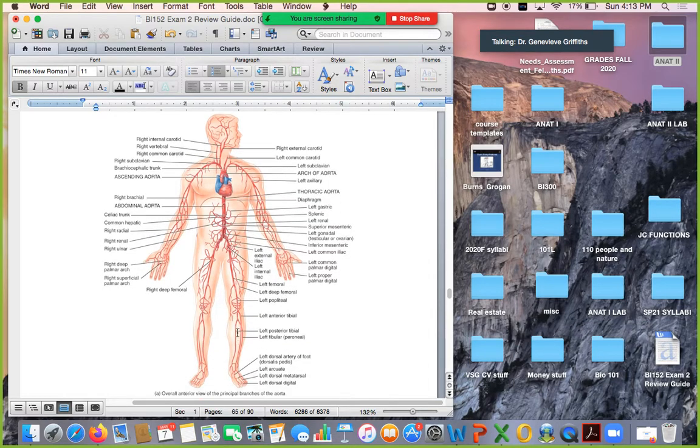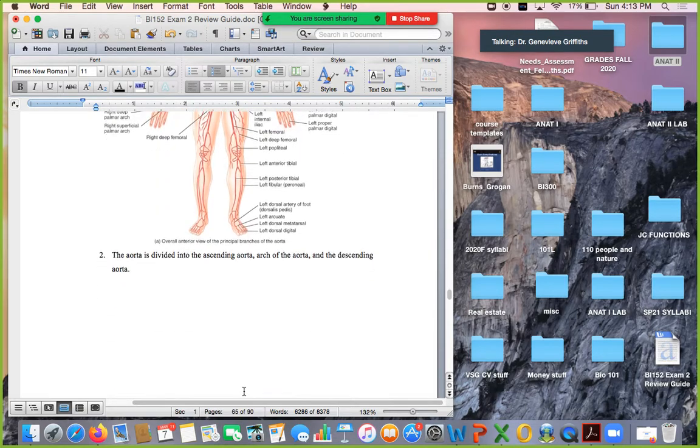Now, the popliteal then feeds into the tibials and the fibulars, and then into the dorsal arteries of the foot. This is the dorsalis pedis, where you're able to get a pulse here as well. And then you follow that out to the metatarsals and the digitals.